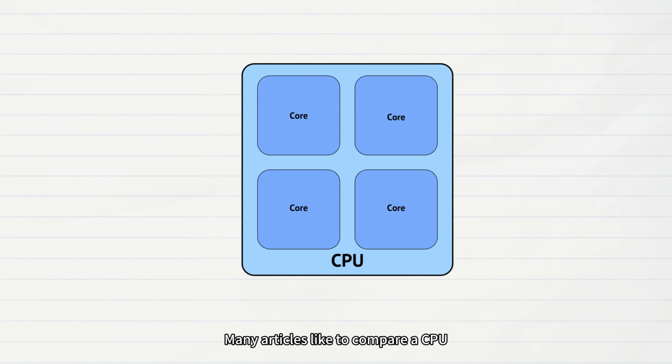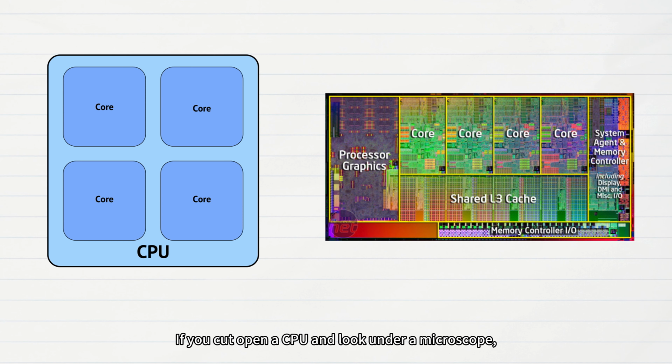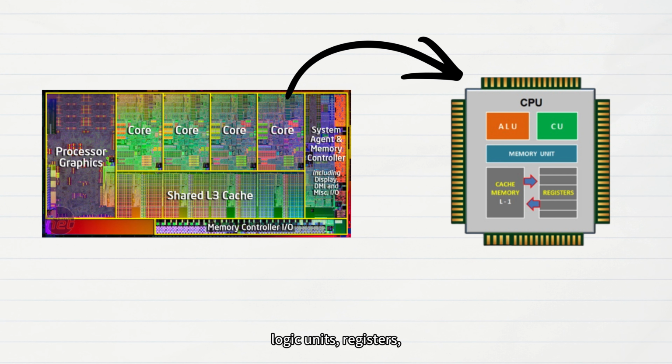Many articles like to compare a CPU core to a worker in a factory. Although this analogy is not wrong, it hides one fact. A core is not an abstract concept. It is real hardware. If you cut open a CPU and look under a microscope, you will find that each core has its own arithmetic logic units, registers, caches, and pipeline structure. Simply put, one core is a complete computing system. It can execute programs independently.